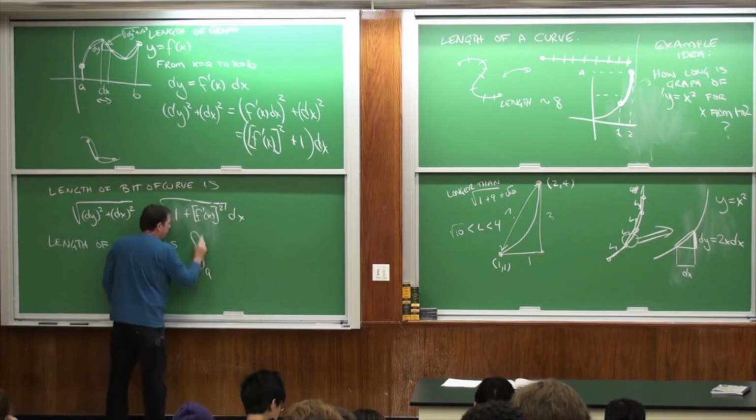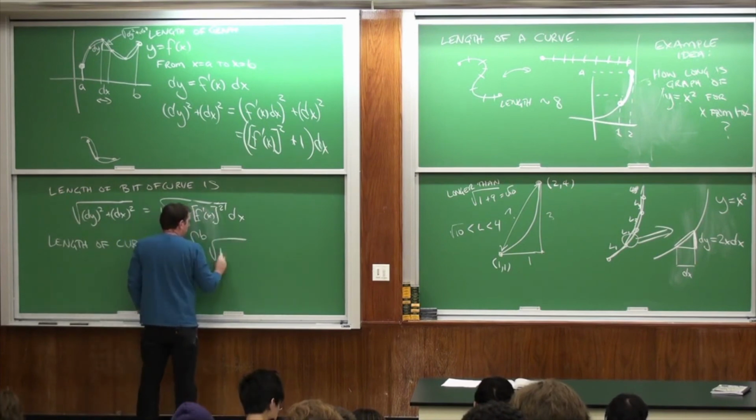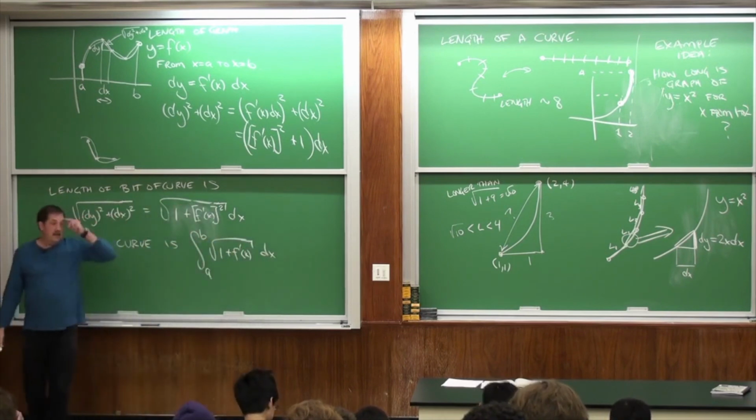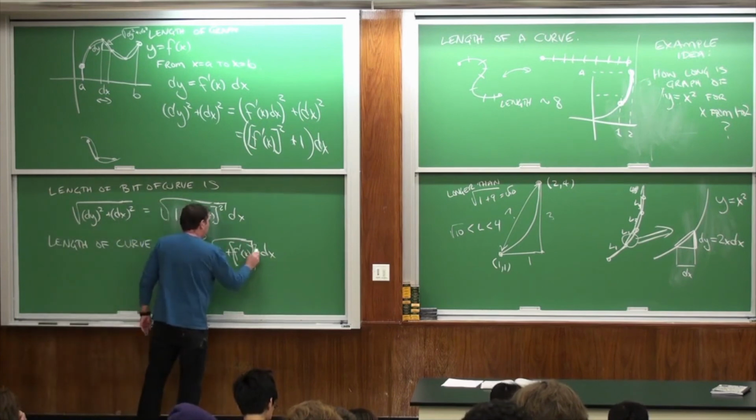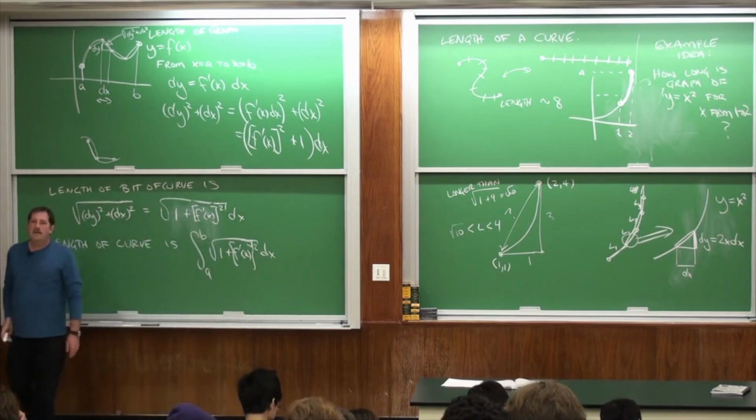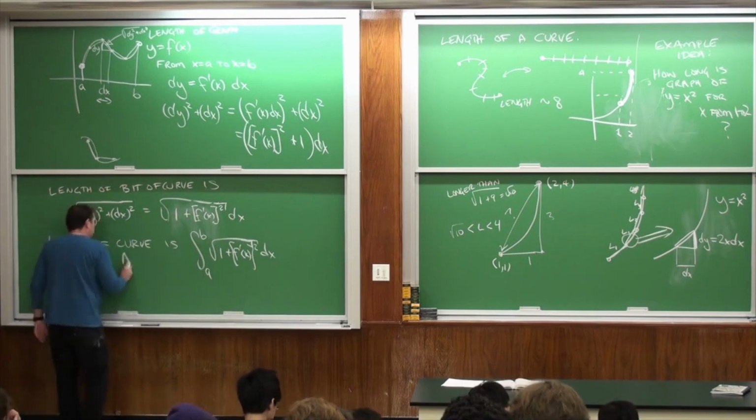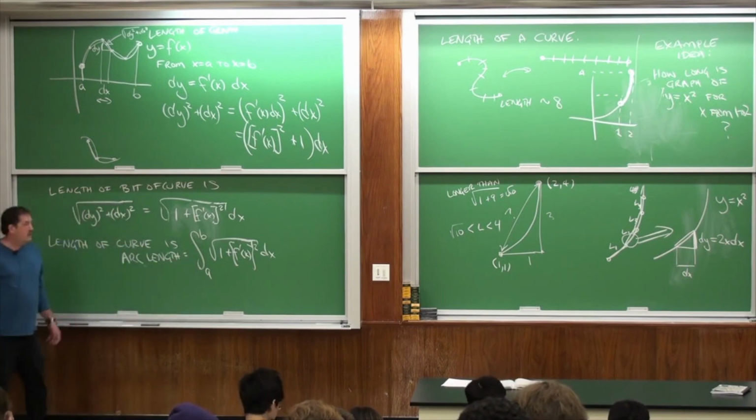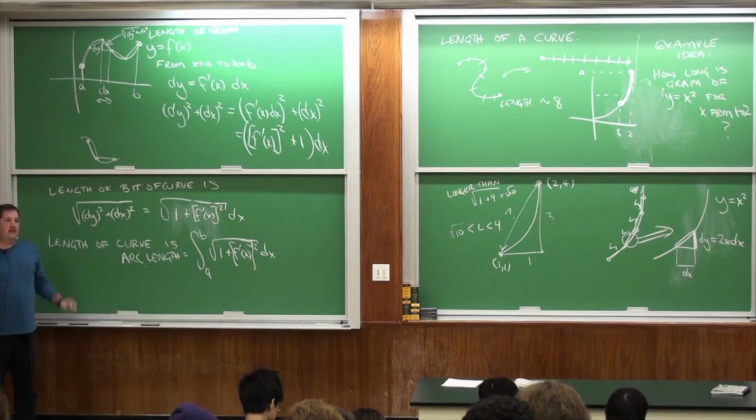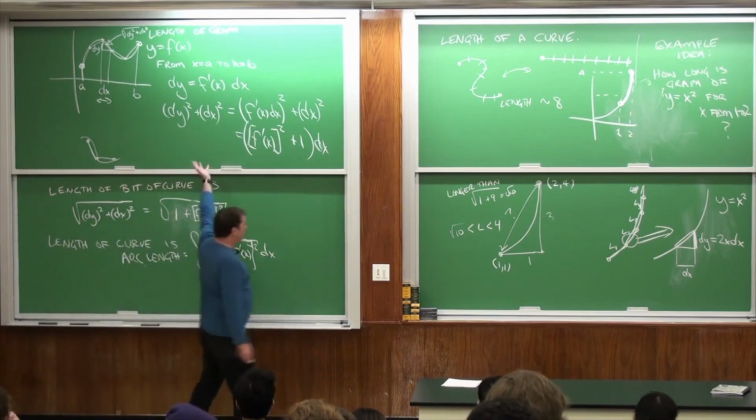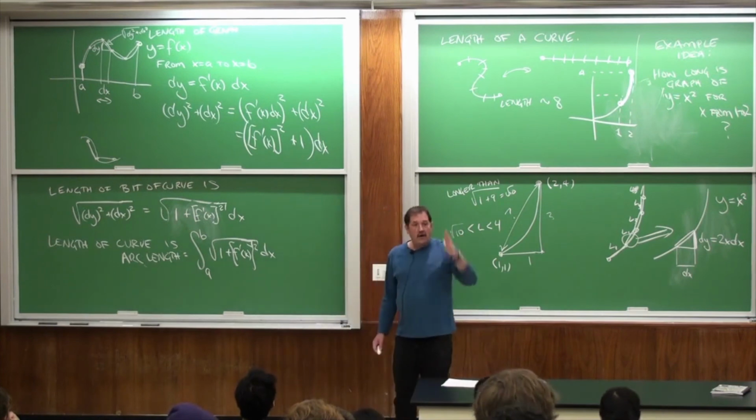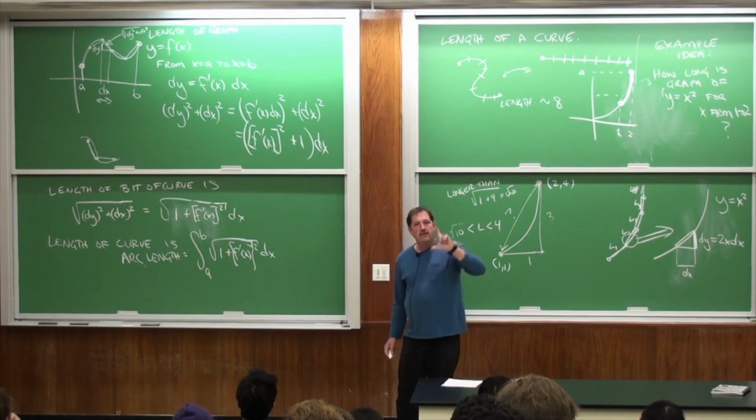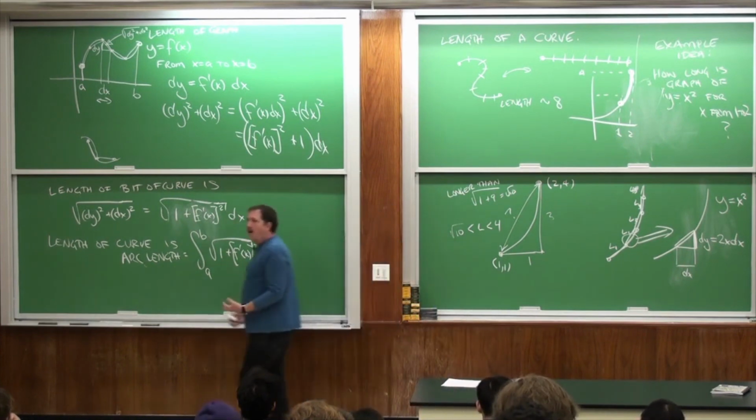is the integral from where I start to where I end, the square root of 1 plus f prime of x squared dx. That's the integral I want to do. This is the arc length. This is the square root of 1 plus the derivative squared. And it just comes from looking at this picture and thinking how long is the hypotenuse of a triangle whose leg is dx and whose other leg is dy.